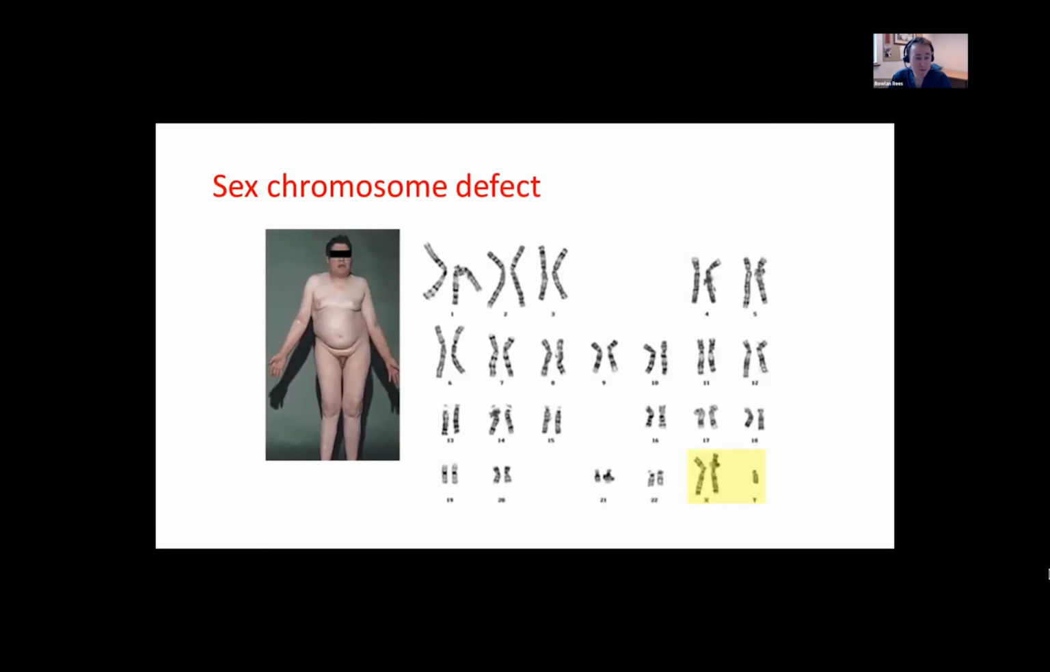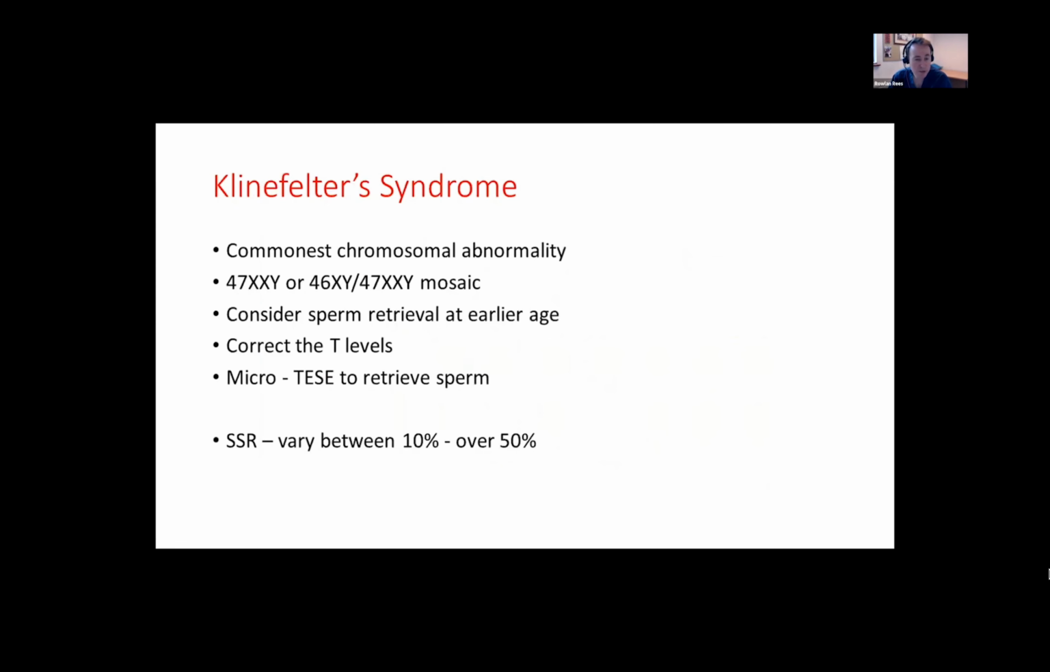They don't all fit this phenotype. In fact, this is a bit of a stereotype, and they certainly don't all come across like this and can present quite late. There's a high incidence of diagnosing Klinefelters within the fertility clinic, very often in men in their 30s. It's the commonest chromosomal abnormality. It can be in mosaic form as well, but essentially it's 47XXY. If it is diagnosed early, then there is a case for retrieving sperm at an earlier age.